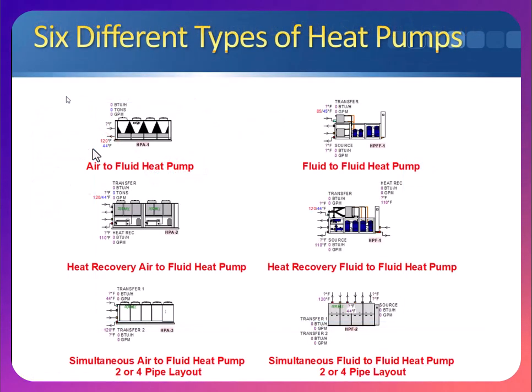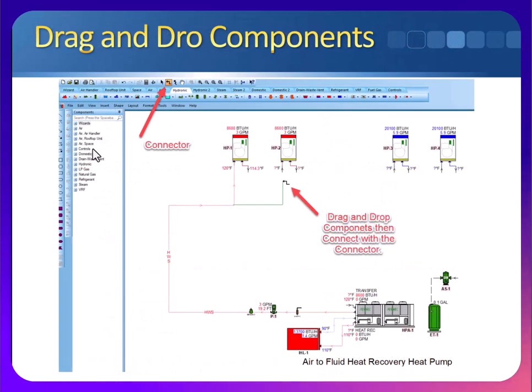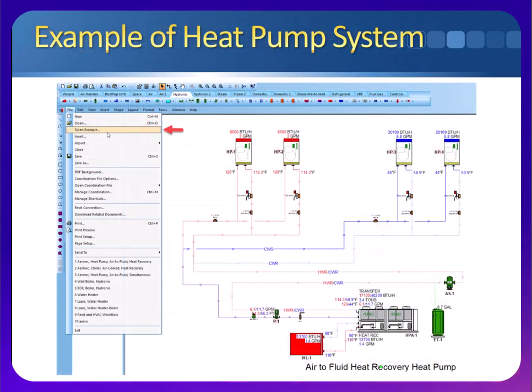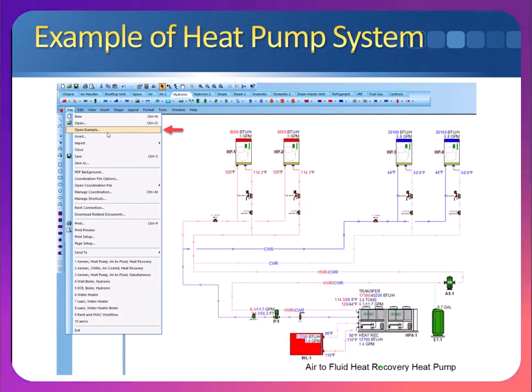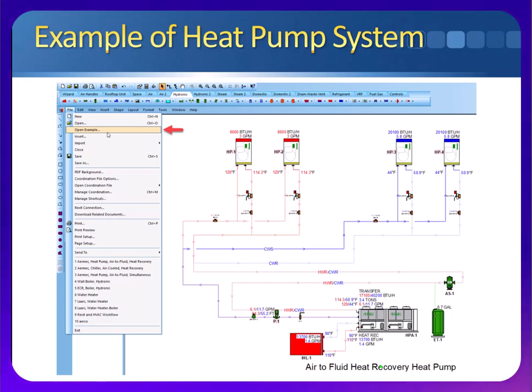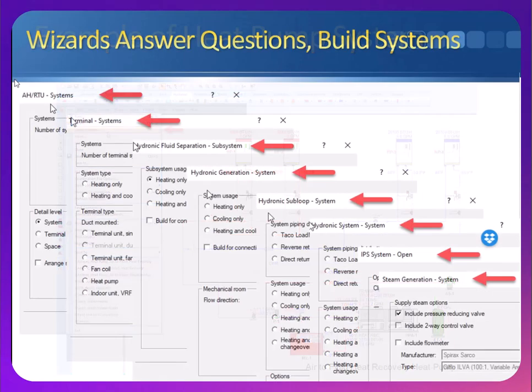These are the 6 different types of heat pumps. We have air to fluid, fluid to fluid, with the heat recovery, and then with simultaneous, the 2 or 4 pipe layout. There at the top, you'll see the connector. So you drag and drop components, you place them on the screen, and then you go grab your connector and connect the system up. There we can open up examples, and we'll look at those here in a minute on the live and see projects that have already been created with different types of systems.